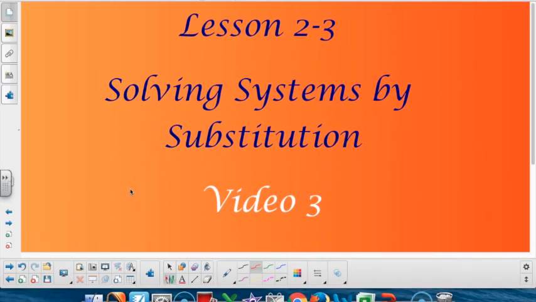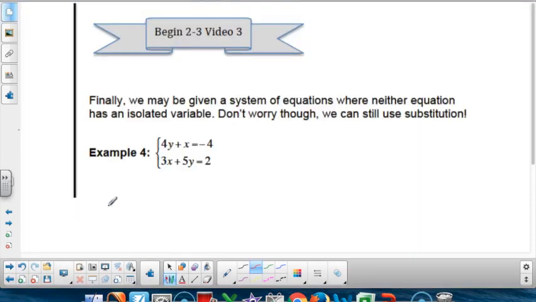So we've been slowly amping the difficulty level up on these problems. This time we have a system of equations where neither one of my variables is isolated. So we've got to figure out another way that we can still use substitution. Basically, all you need to be true in order to use substitution is to have one variable isolated, at least one.